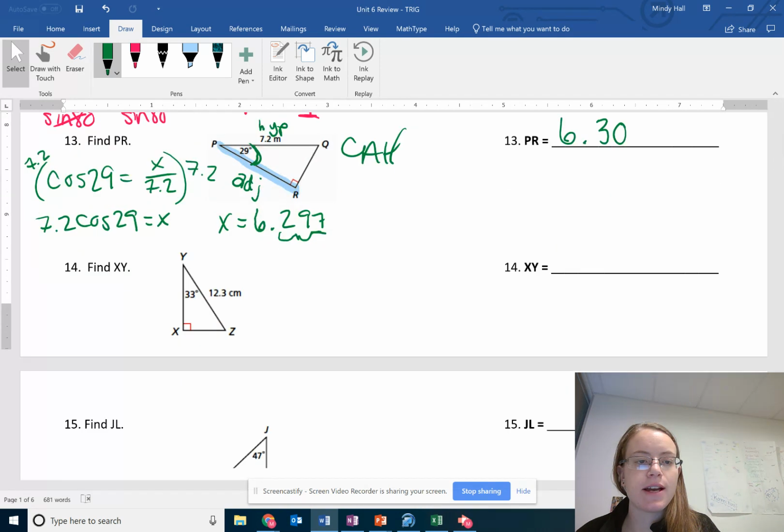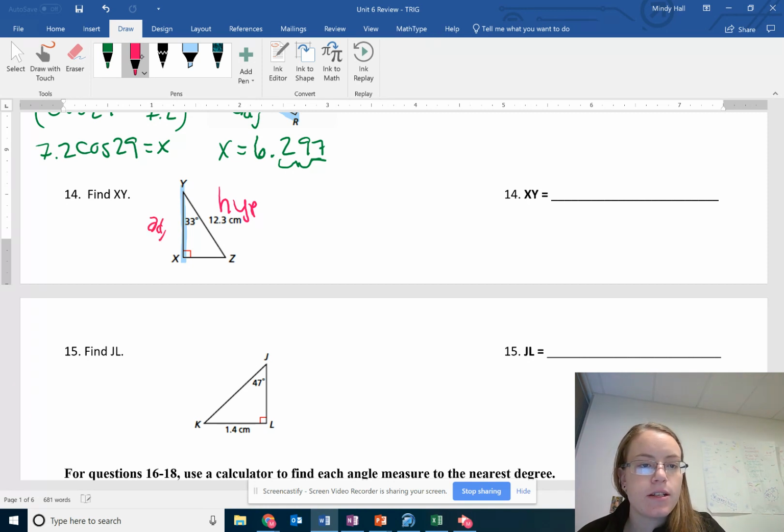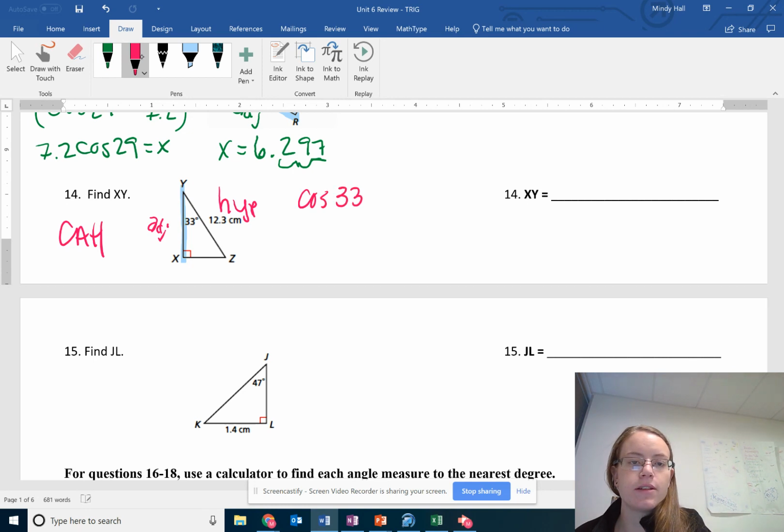So to find XY, it is this side. So labeling the triangle, 12.3 is my hypotenuse because it's opposite of the 90. And then the blue highlighted part, the XY, that is adjacent. So again, we have adjacent and hypotenuse, which is cosine. So cosine of 33 equals unknown adjacent over hypotenuse, 12.3.